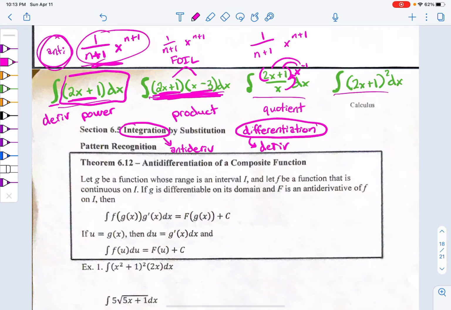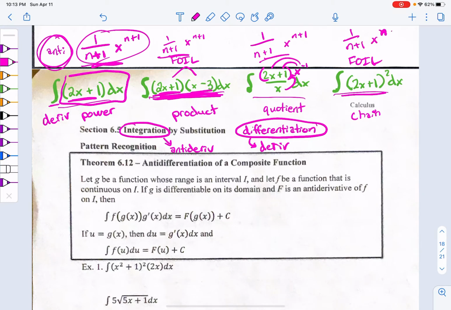For antiderivative, you're always going to use this rule right here. Same thing with this one. This would be a chain rule if we were taking the derivative. But taking the antiderivative, we would just FOIL that one again and do 1 over n plus 1 x to the n plus 1, okay?